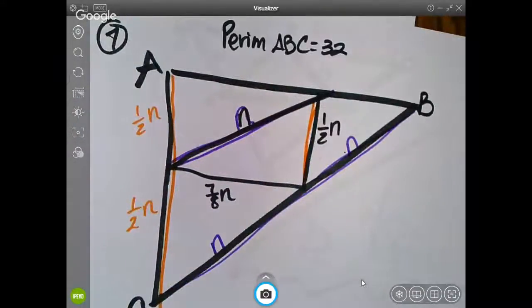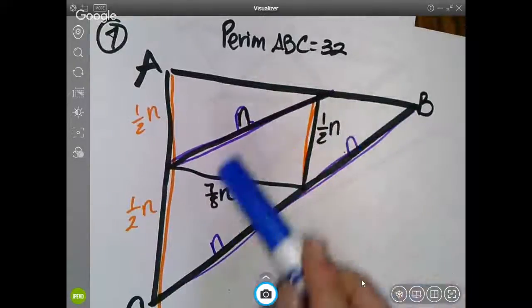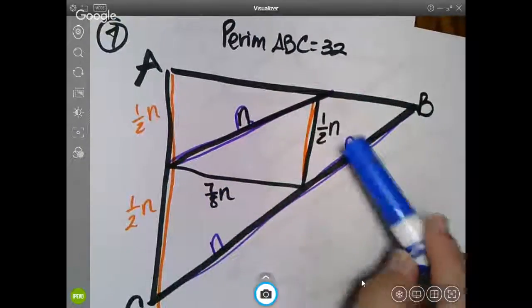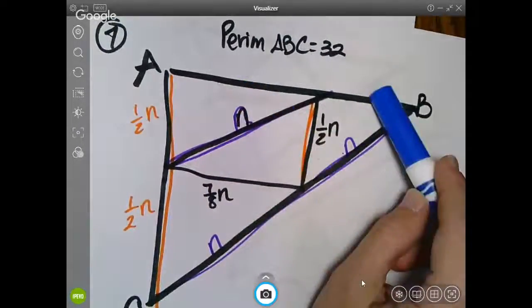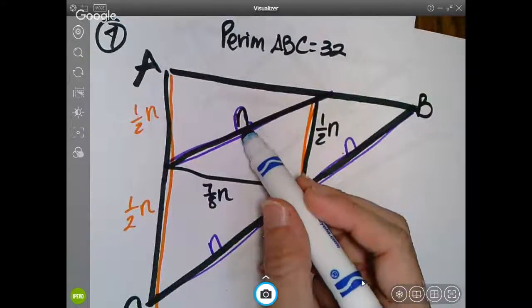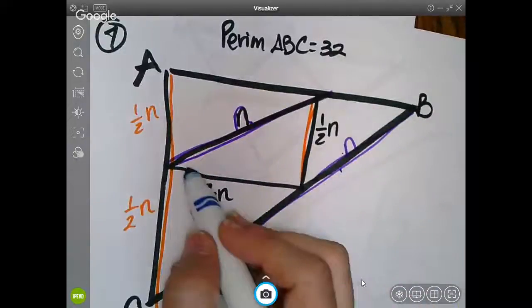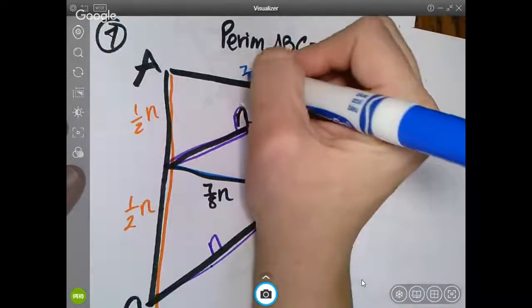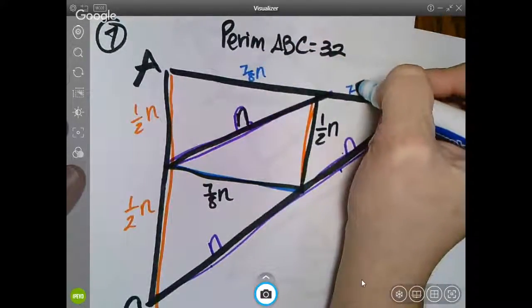Wait a minute. P2. Thank you. I'm confused now. We're on number 7. And so they gave us the inside pieces. And remember, when you give us the inside pieces, each inside piece represents the outside piece. So where's this n right here? That's 7/8. This is n. This one right here is 7/8 n. So that means this is 7/8 n and this is 7/8 n.